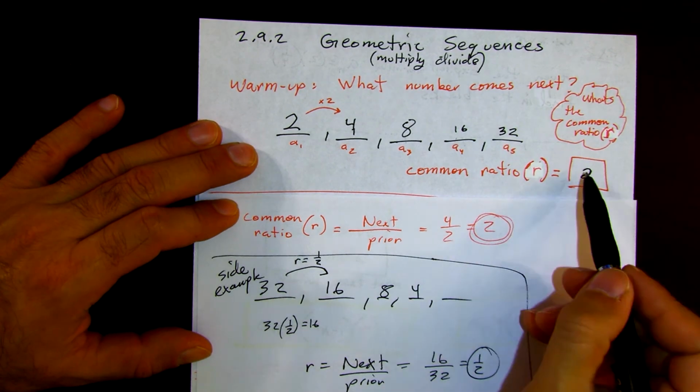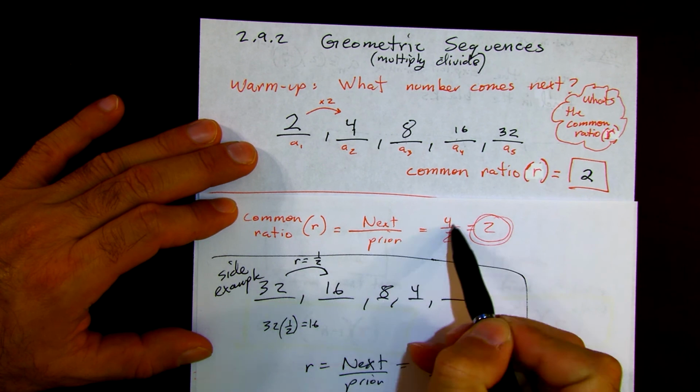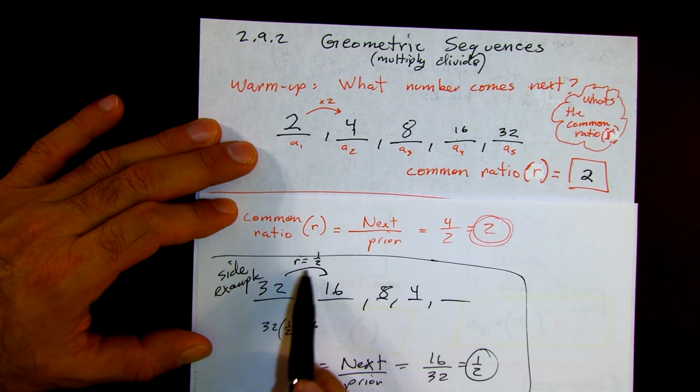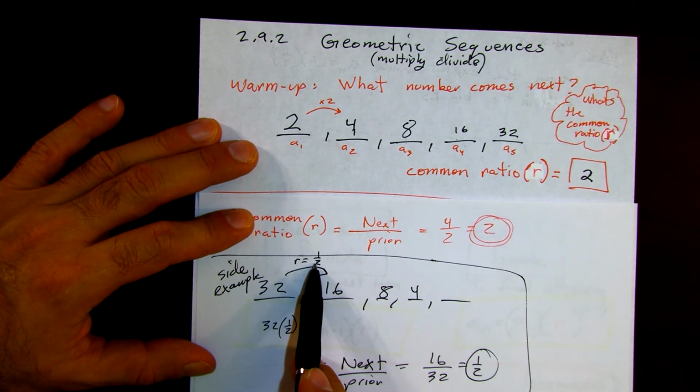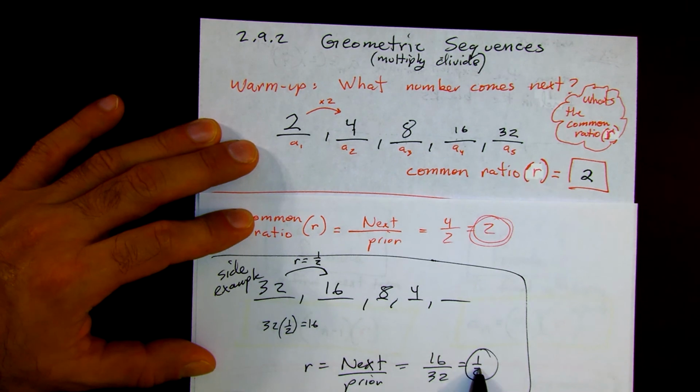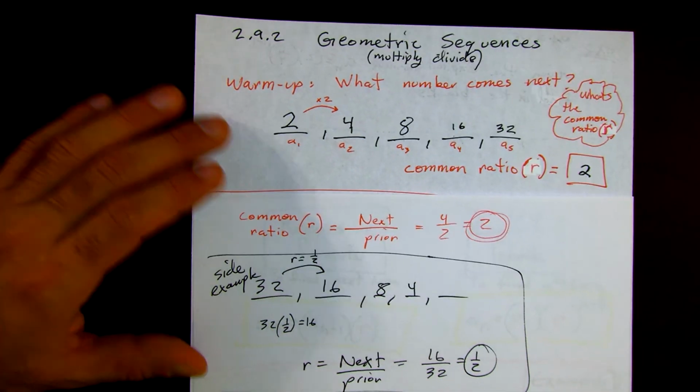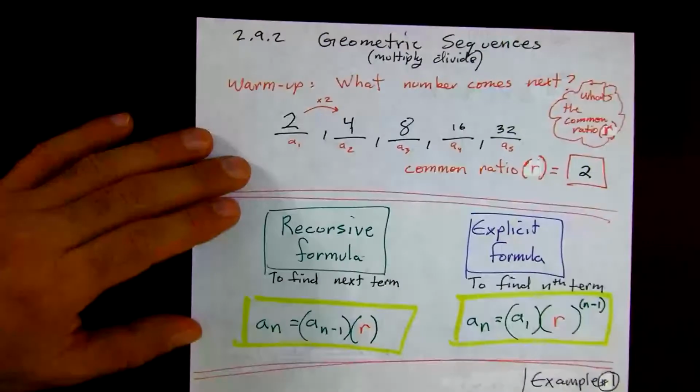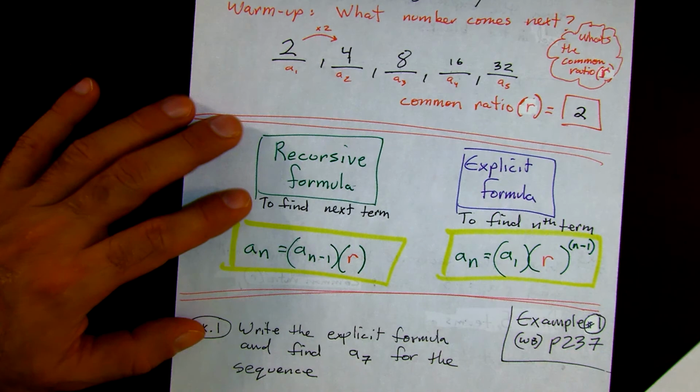All right, so here our common ratio was 2. We figured it out by the next divided by the prior. Here I just did them in opposite order to show that the common ratio is a half, which we found by next divided by prior. We got it again. Now, let's go on to this next bit.